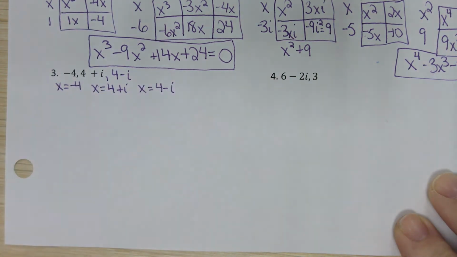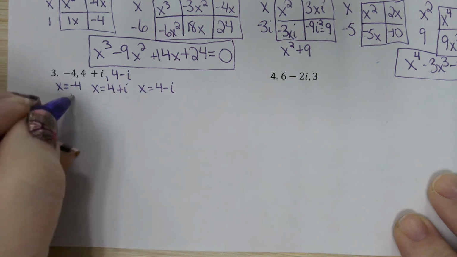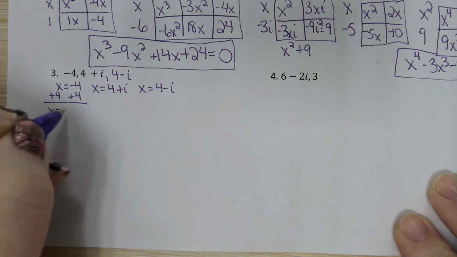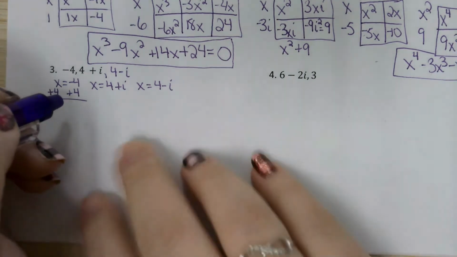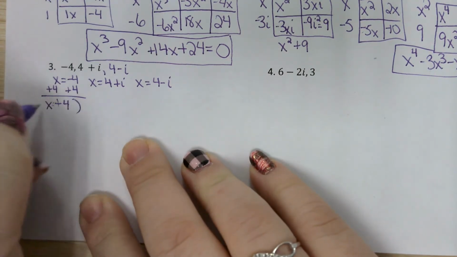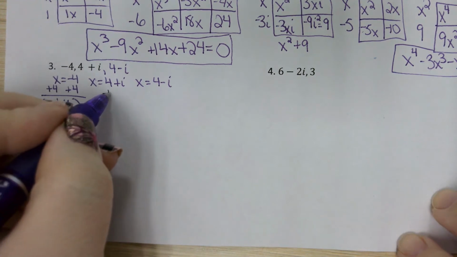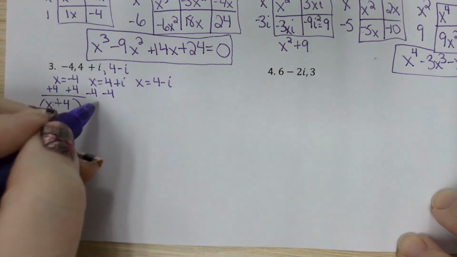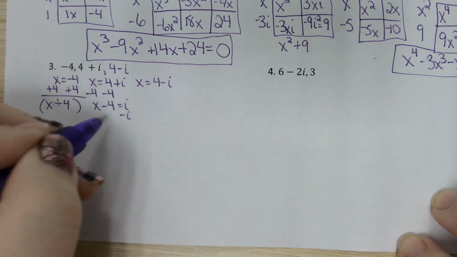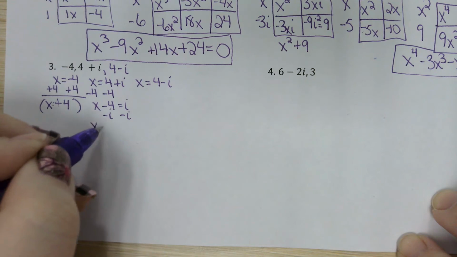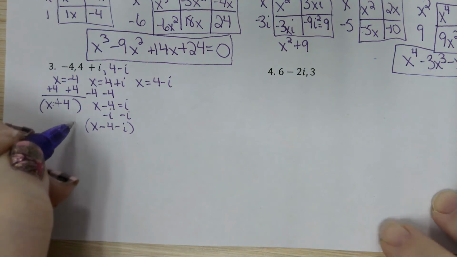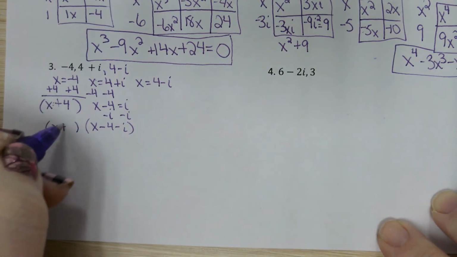We got to move everything onto the same side with the x. So that means adding 4 to both sides here. X plus 4. And here it means subtracting 4 from both sides and subtracting i from both sides. So x minus 4 minus i is my next factor. I'll just bring down my x plus 4 so that it's on the same row.